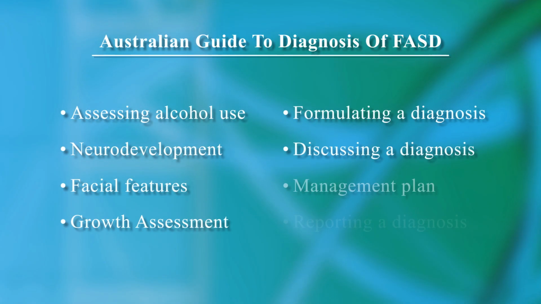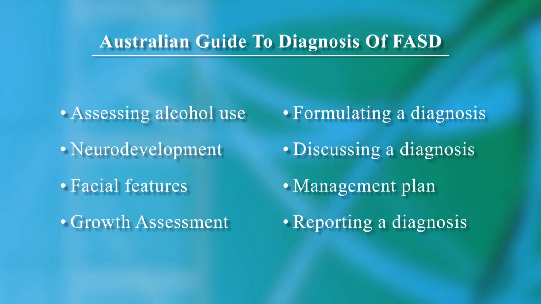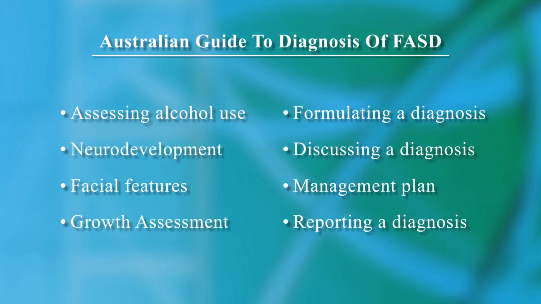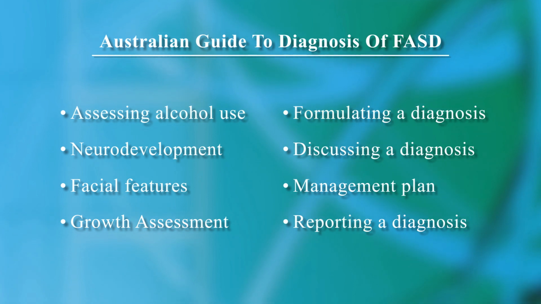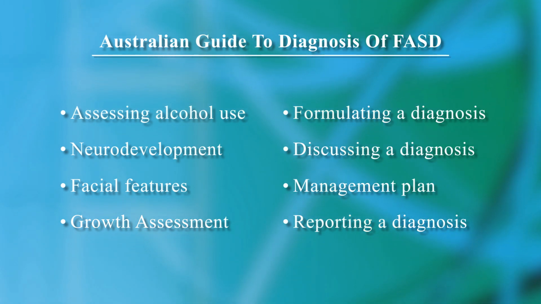So what this guide contains is information about diagnostic criteria, categories of fetal alcohol spectrum disorder, how to assess alcohol use, neurodevelopment, facial features, growth, how to formulate a diagnosis, how to discuss the diagnosis and develop a management plan, and how to report the diagnosis.